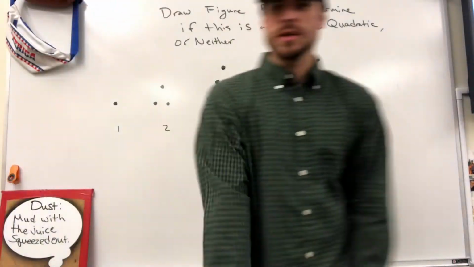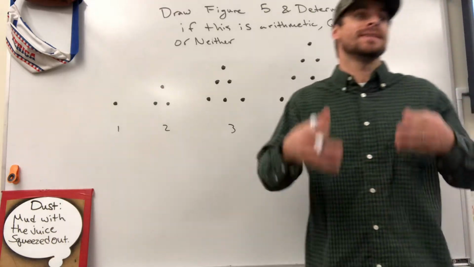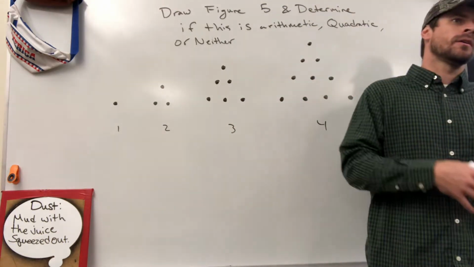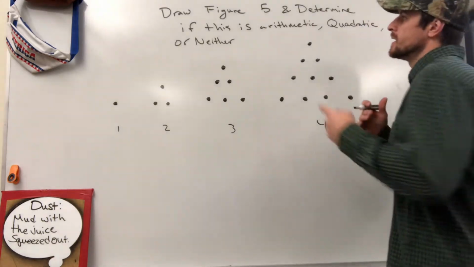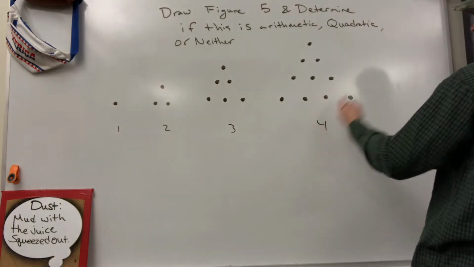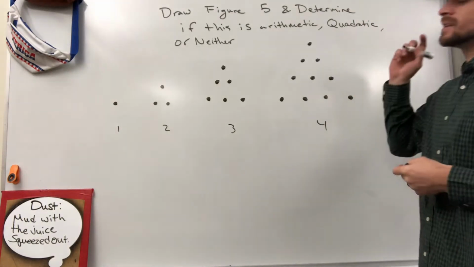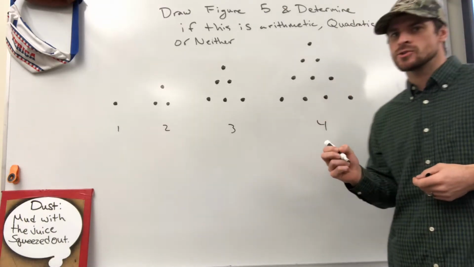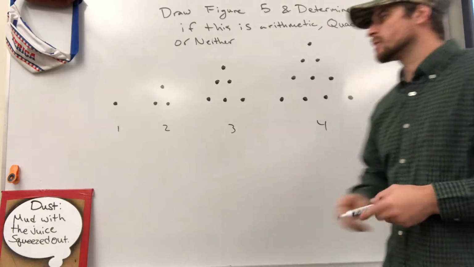All right, lucky you, you get to be a part of my entry test today where I'm asking students to determine if something is arithmetic, linear, quadratic, or neither. What we're going to be doing is drawing the fifth figure. Here we have figure 1, figure 2, figure 3, 4, and we have to draw the fifth. Then we need to determine, are we dealing with something that has a constant rate of change, or something that is quadratic, or maybe neither. All right, so here we go.